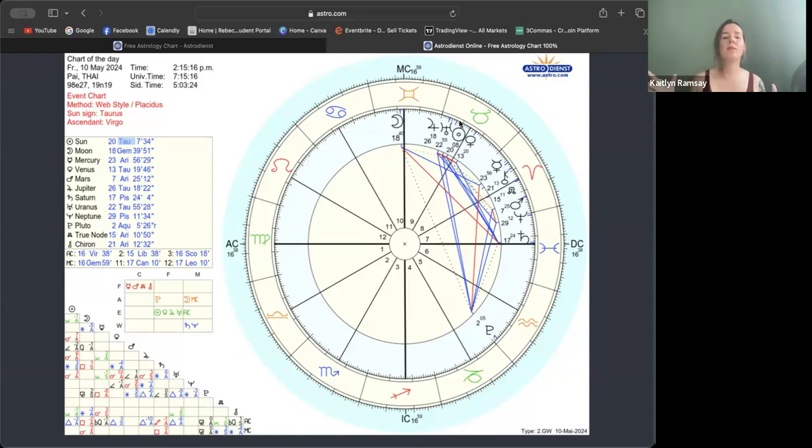So I hope that's helpful in learning the degrees and getting to know the chart a little bit more intimately. And if you have any questions, let me know and I'd be happy to answer.